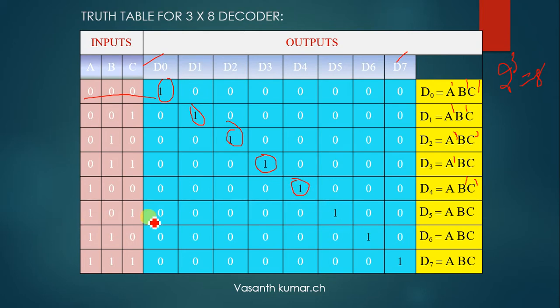A B complement C, A B complement C, we got D5 as high. Similarly, A B C complement, that is 110, we got D6 as high, and for D7 it is A B C. The same thing, right? So if you observe, there is a one-bit shift each time.